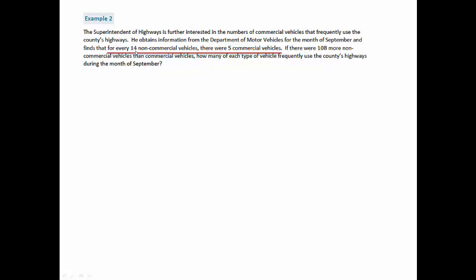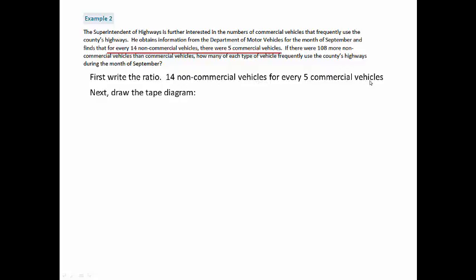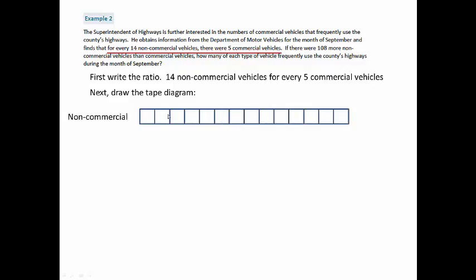For every 14 non-commercial vehicles, there were 5 commercial vehicles. That's our ratio. 14 non-commercial vehicles to 5 commercial vehicles. We're going to first write the ratio. 14 non-commercial vehicles for every 5 commercial vehicles. Now we're going to draw the tape diagram. For the non-commercial vehicles, we need 14 boxes. 1, 2, 3, 4, 5, 6, 7, 8, 9, 10, 11, 12, 13, 14 boxes. For the commercial vehicles, we're going to need 5 boxes.